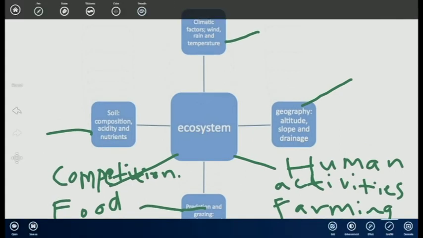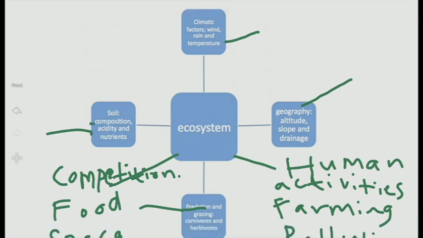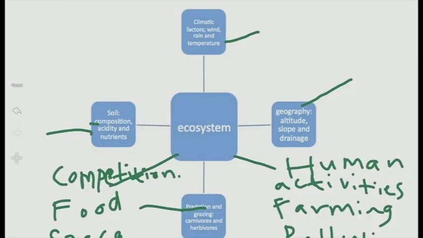With the soil, we talk of how is the soil composition. Is it acidic? Does it have enough nutrients? We know that in most acidic soil, most plants do not grow well. Hence, it means there will be a decline in the number of the producers. Climatic conditions also affect the balance.